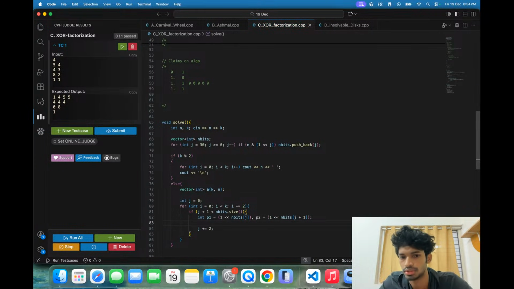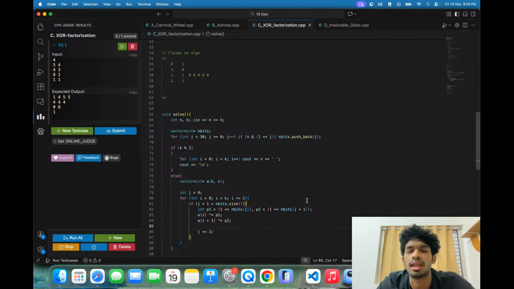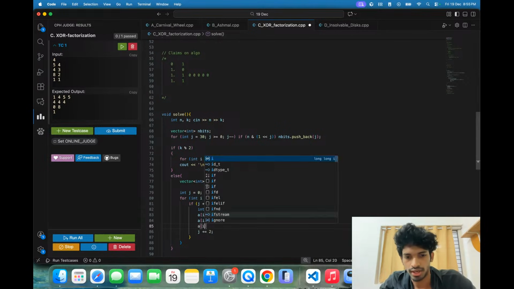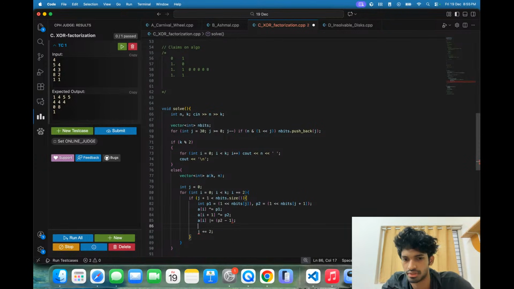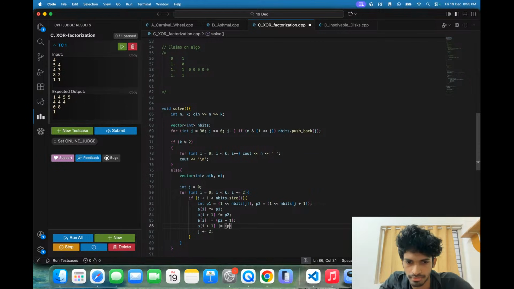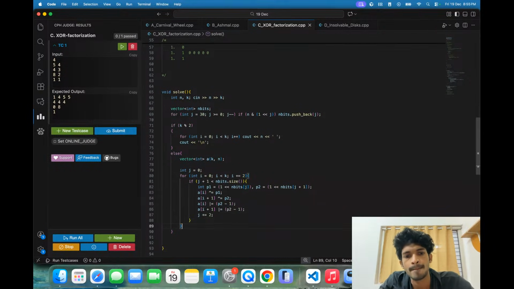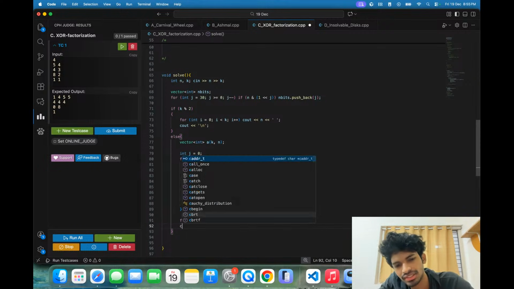Now what do you do? a of i XOR equals p1, a of i plus 1 XOR equals, this is just a pattern. Like I had a pattern in mind, I'm trying to build that pattern now. Okay, so this doesn't have logic. a of i OR equals p2 is smaller, right? So p2 minus 1 means making all of them ones. a of i plus 1 OR equals p2 minus 1. I think this should work.